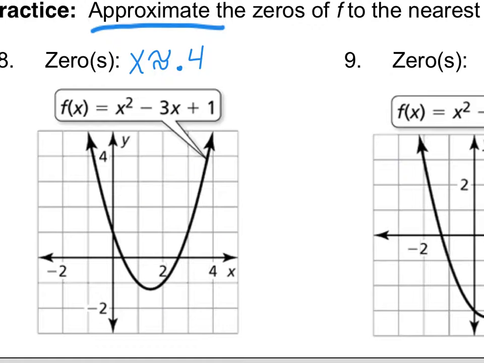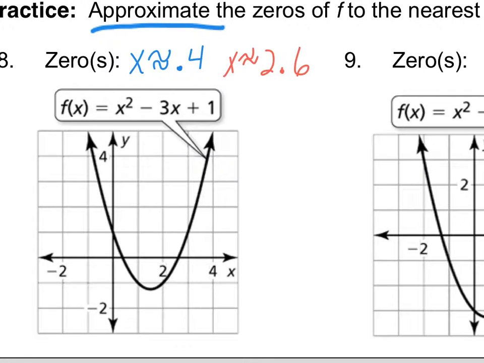And then when I look at my second zero, I can see that it's between 2 and 3. And in my mind, it's a little past halfway, a little bigger than halfway, so I'm going to say x is approximately 2.6. So that's how you approximate.